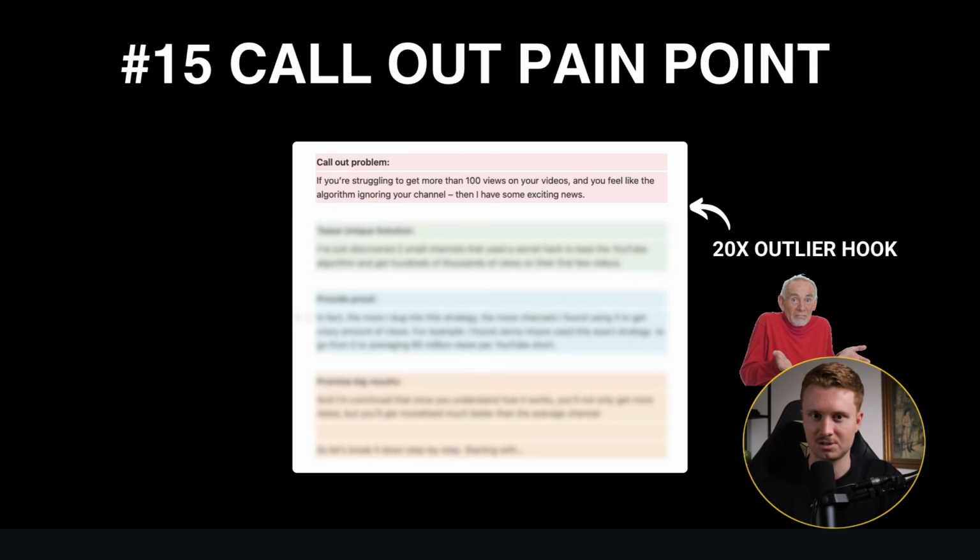So for example, in this hook right here, which like I said, produced a 20x outlier, I'm basically just calling out the problem that we promised to solve in the title and thumbnail, which was how to get more views and subscribers. So let me just read it. So if you're struggling to get more than 100 views on your videos and you feel like the algorithm is ignoring your channel, then I have some exciting news. So calling out the problem, struggling to get more than 100 views and you feel like the algorithm is ignoring your channel, teasing a solution right here.